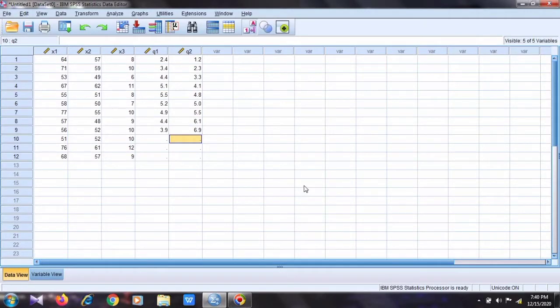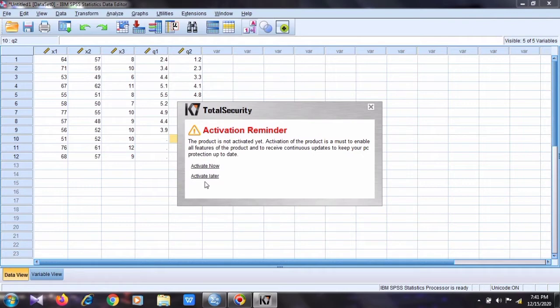My name is Makon. In this video we will be discussing regression. Basically, three types of regression is what I am thinking of doing today: simple linear regression, multiple linear regression, as well as quadratic regression. So we can start.